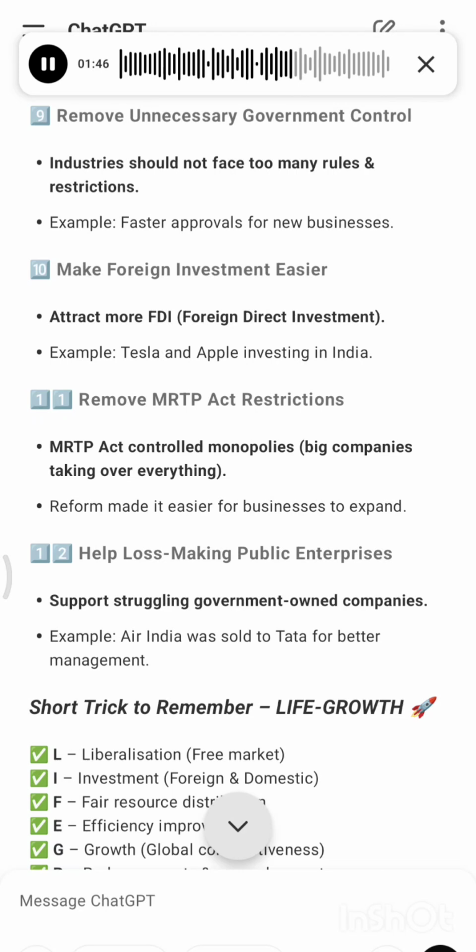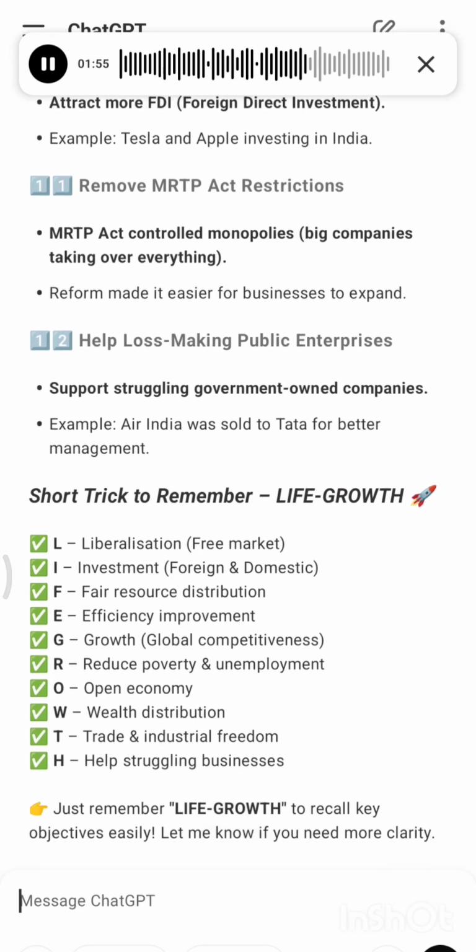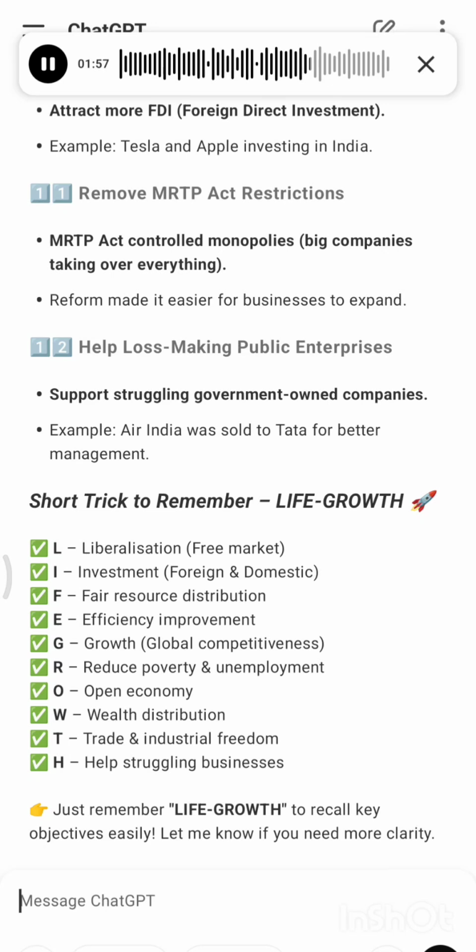10. Make foreign investment easier. Attract more FDI, foreign direct investment. Example, Tesla and Apple investing in India. 11. Remove MRTP Act restrictions. MRTP Act controlled monopolies, big companies taking over everything. Reform made it easier for businesses to expand. 12. Help loss-making public enterprises. Support struggling government-owned companies. Example, Air India was sold to Tata for better management.